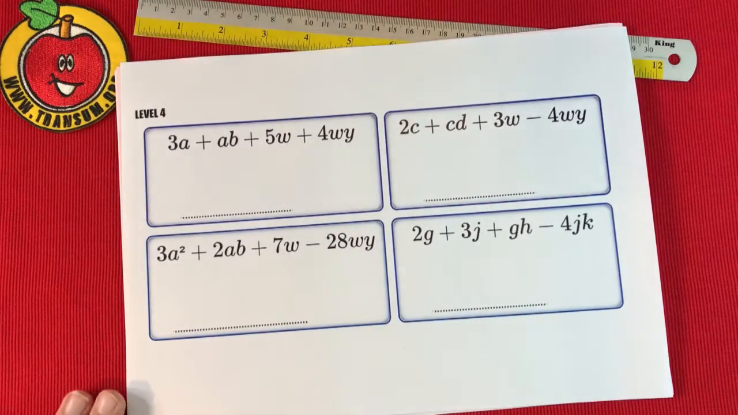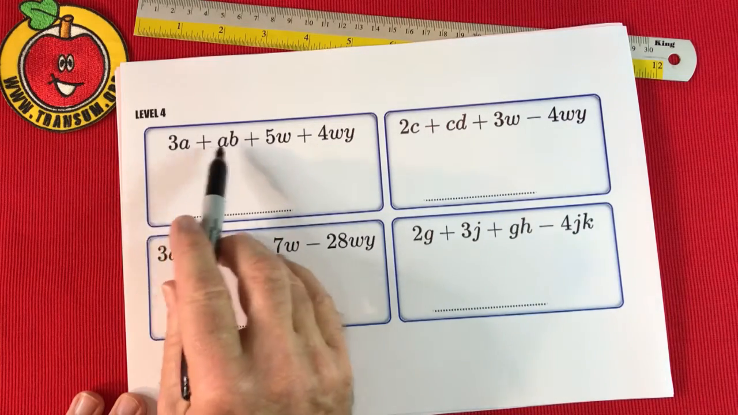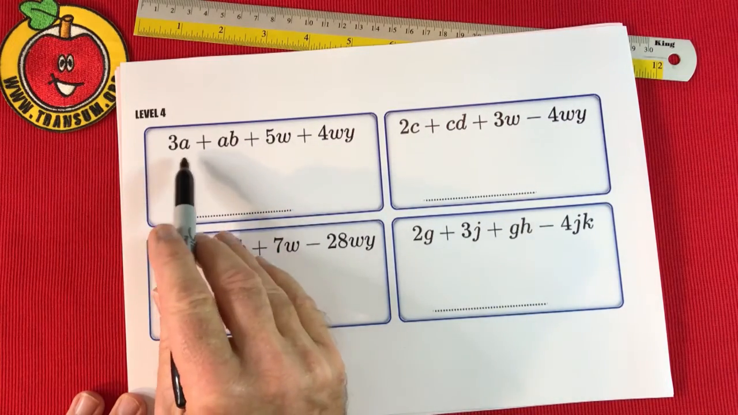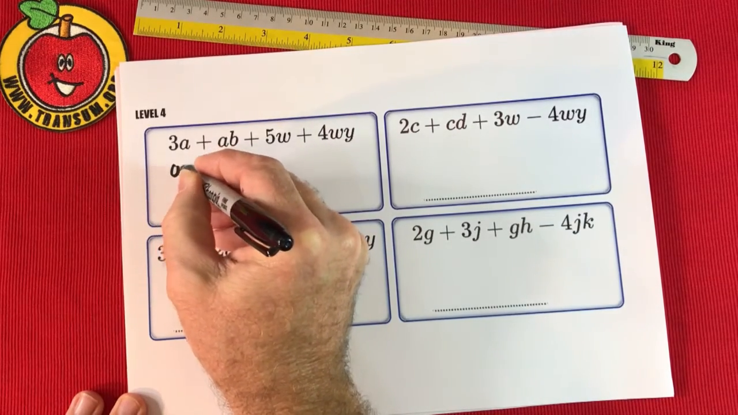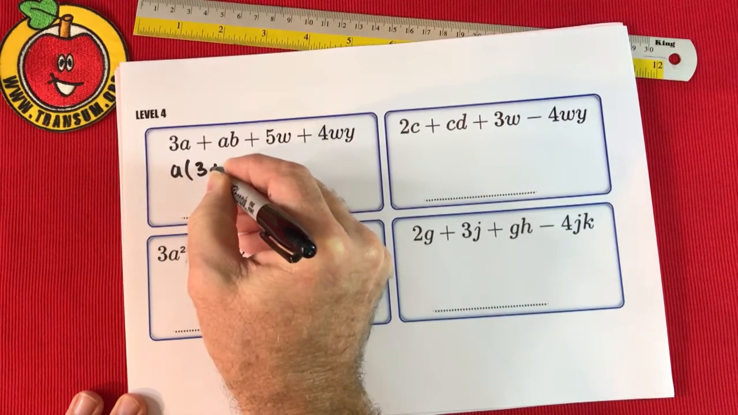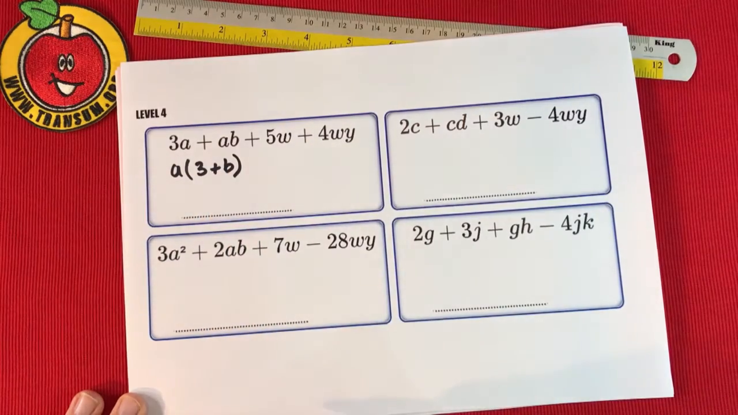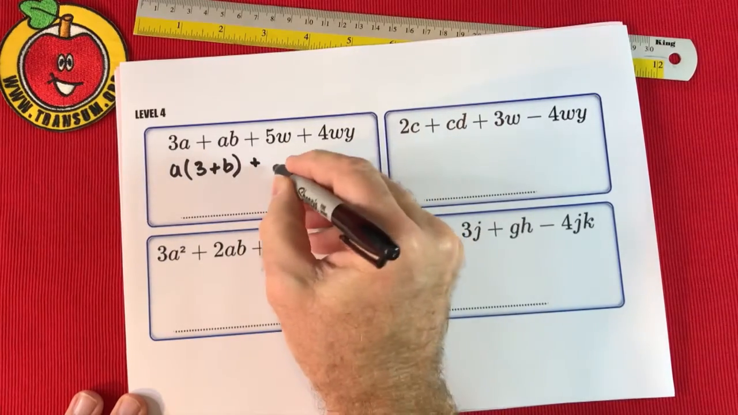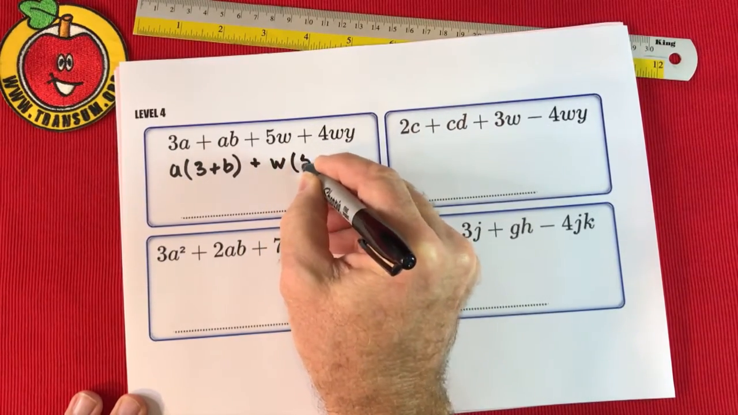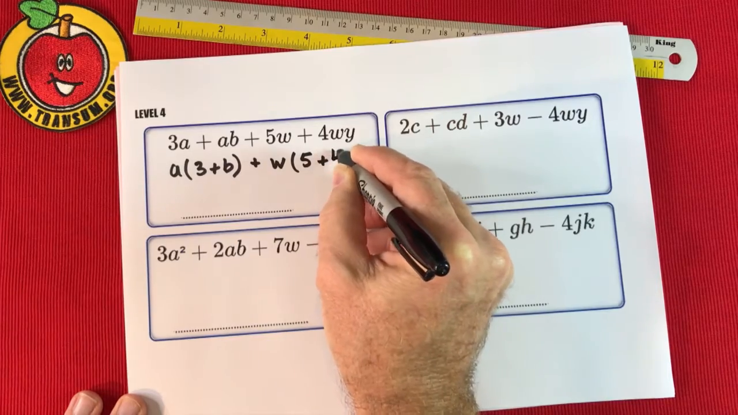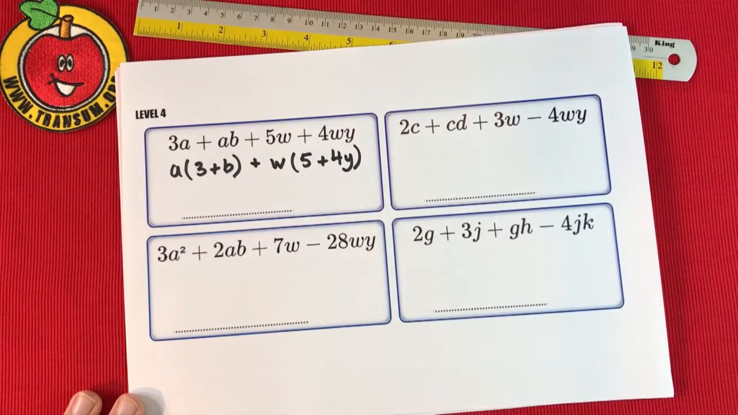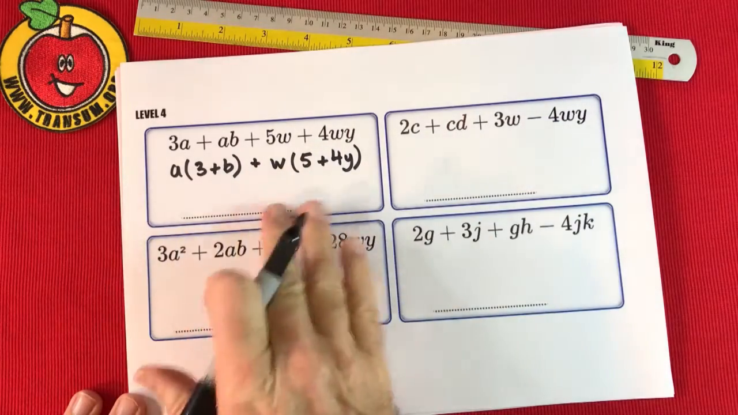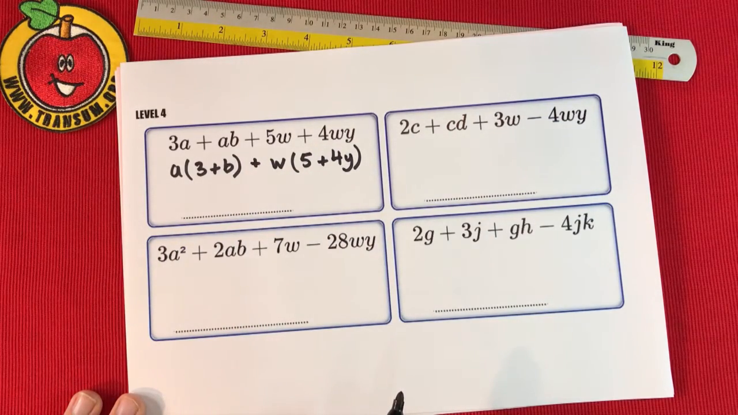Now, all the examples at level 4 have got 4 terms. And I can see straight away that these first 2 terms have got a common factor of a. So I can write these as 3a plus b. Oh, and I notice that the second 2 terms have got a common factor of w. So as we can't factorize everything, it's only really partially factorized.